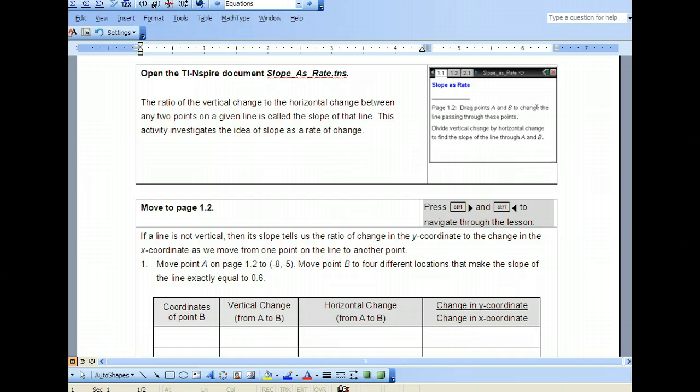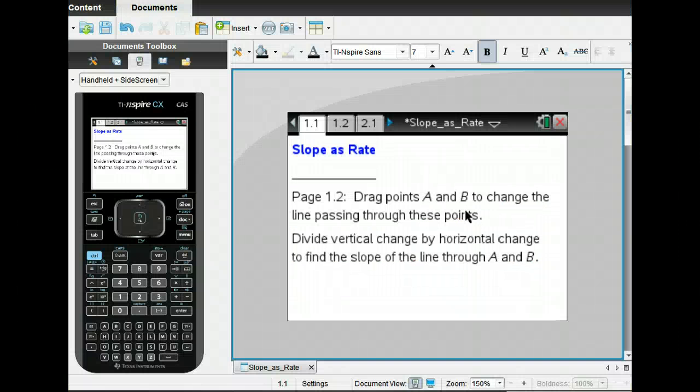So here's the Word document that goes with the calculator document. This gives a little more detail in terms of the instructions, and also it gives the student a place to record their answers. And you'll see some of the questions. We'll come back to the questions in a minute and some of the really good questions that are asked on here. But back to the calculator.